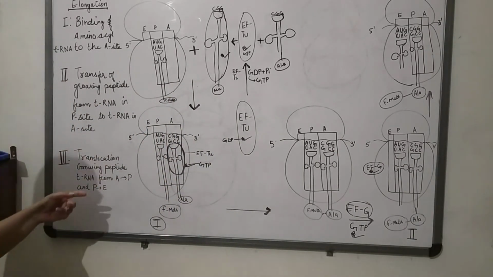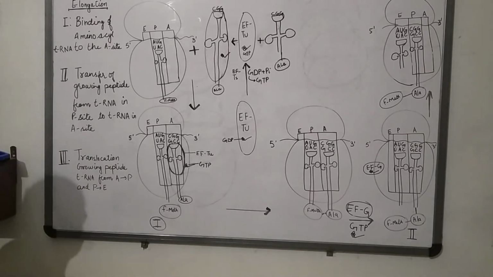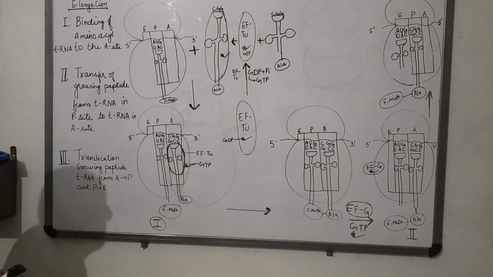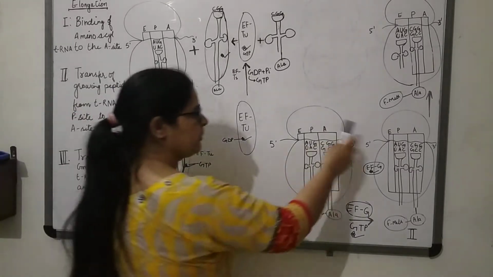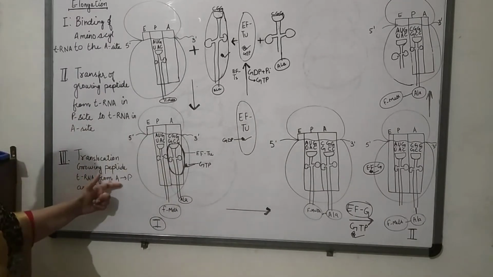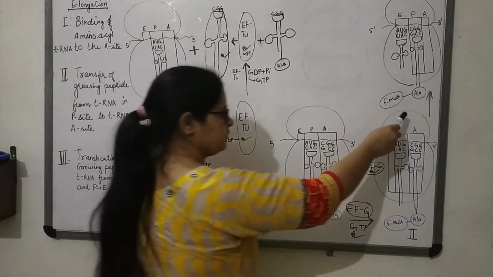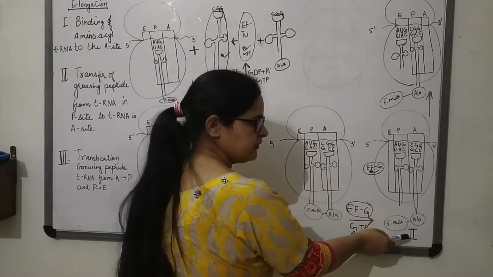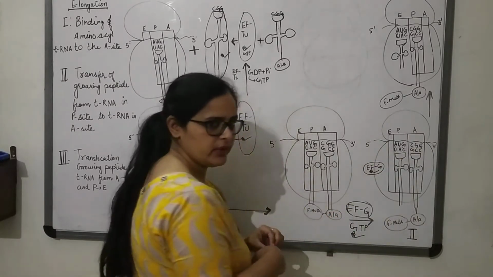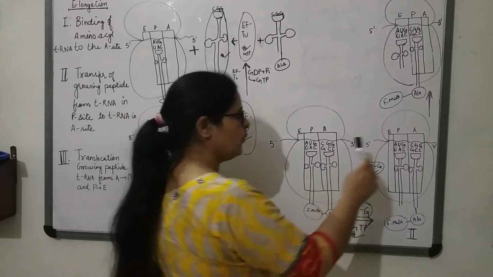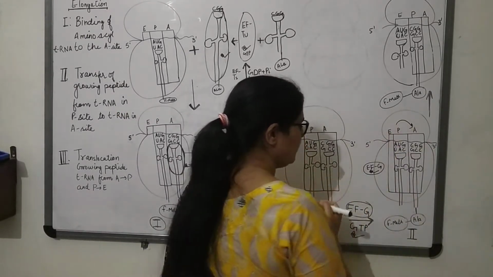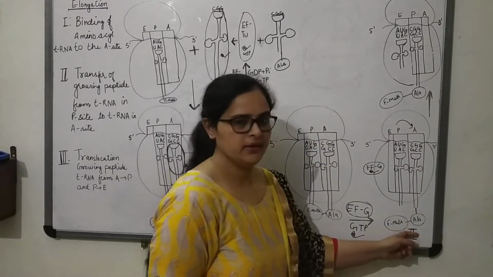Third step is called translocation. According to translocation, the growing peptide tRNA which is present in the A site, it is the second step, and according to the second step, all the amino acids which are synthesized will transfer from the P to A with the bonding of a peptide bond.